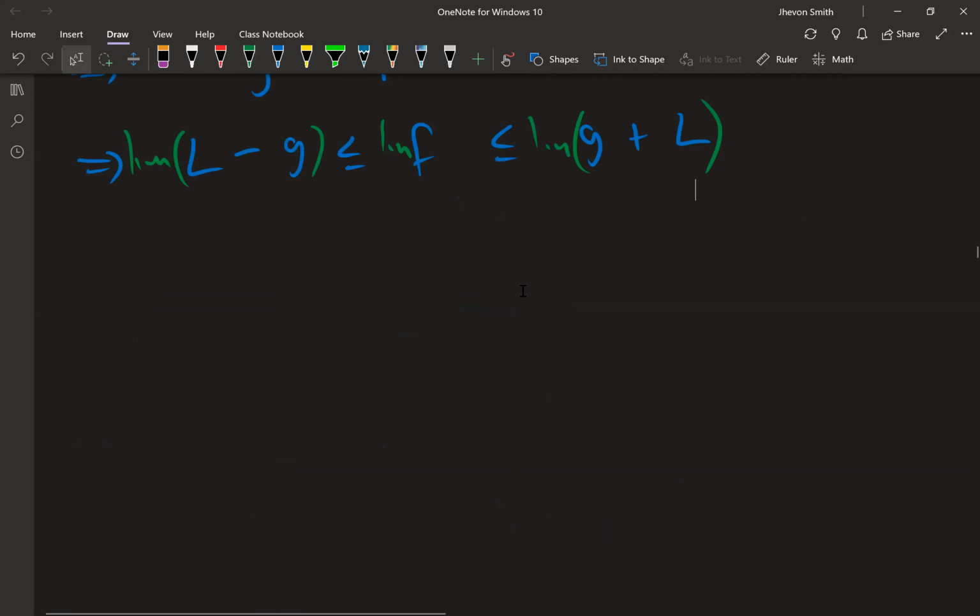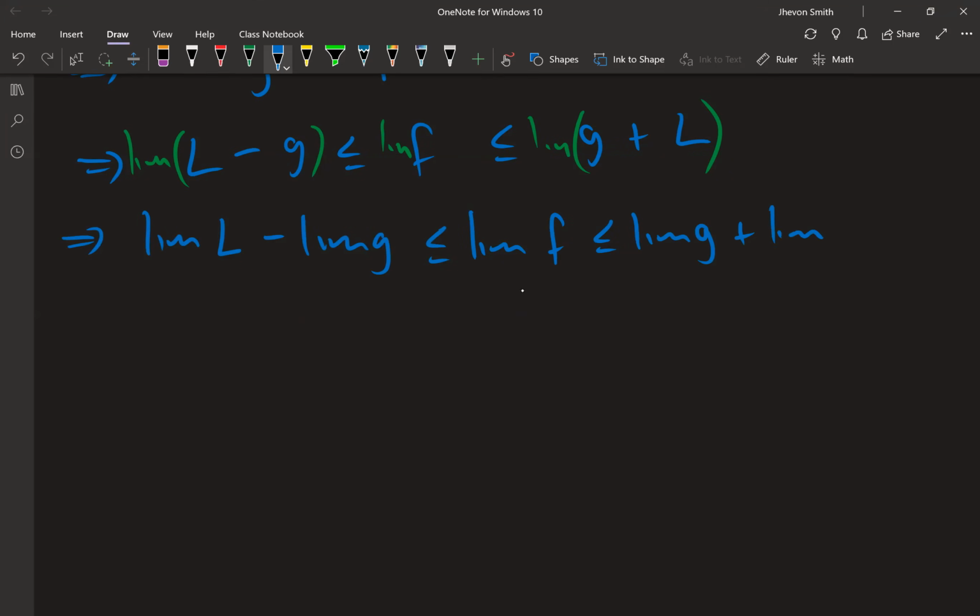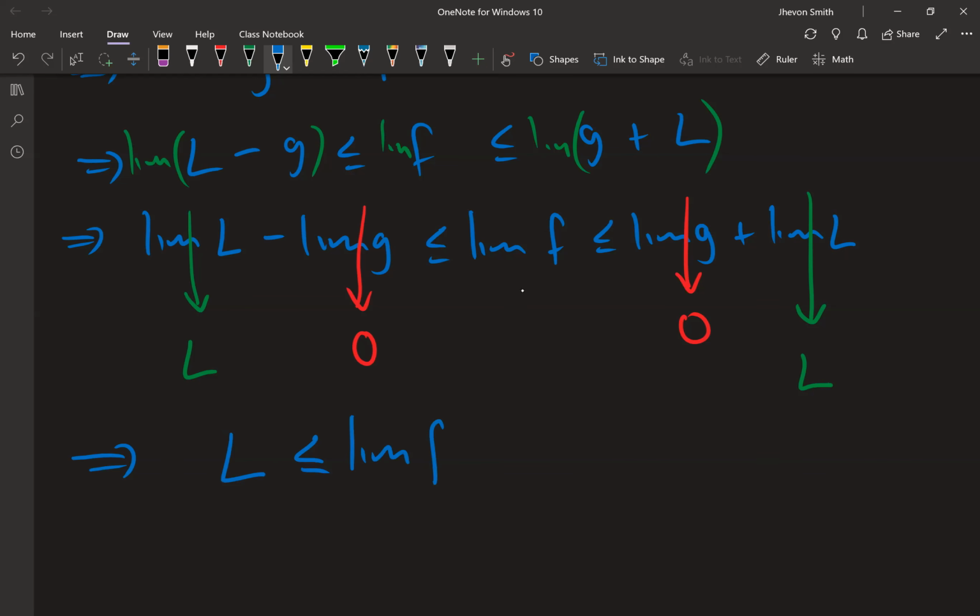Now, this would give me the limit of L minus the limit of g is less than or equal to the limit of f, less than or equal to the limit of g, plus the limit of L. Now, what did we know about the limit of g? The limit of g approaches 0 by assumption. And what does the limit of L approach? This approaches L because L is a constant. This also approaches L because L is a constant. And so what you end up saying is that L is less than or equal to the limit of f, which is less than or equal to L. In other words, your limit of f must be equal to L by the squeeze theorem.